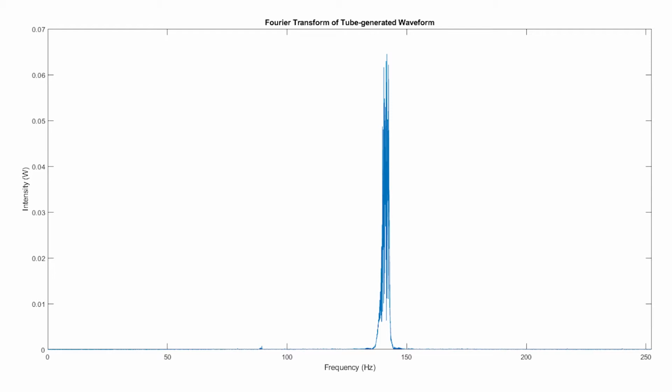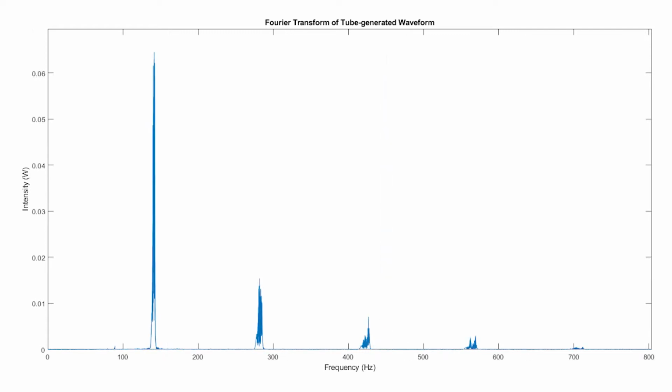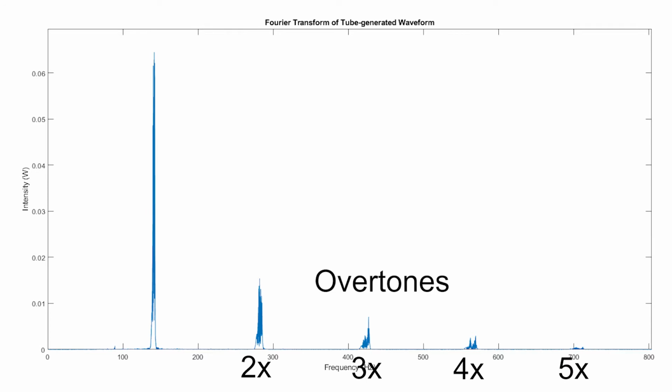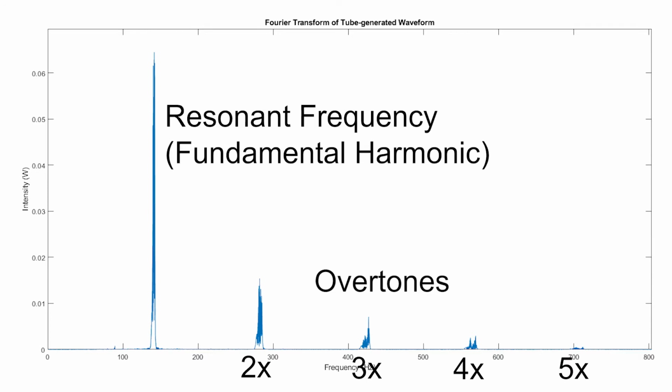But it's important to note that the tube is not only resonating at the resonant frequency, but it's actually creating all different frequencies, most of which have much smaller amplitude, which is why we only hear the resonant frequency when we vibrate the tube. We can also see here that there are several smaller spikes at higher frequencies above the resonant frequency. Now, the system actually has a lot of resonant frequencies called overtones, which correspond to frequencies that are multiples of the fundamental harmonic frequency.